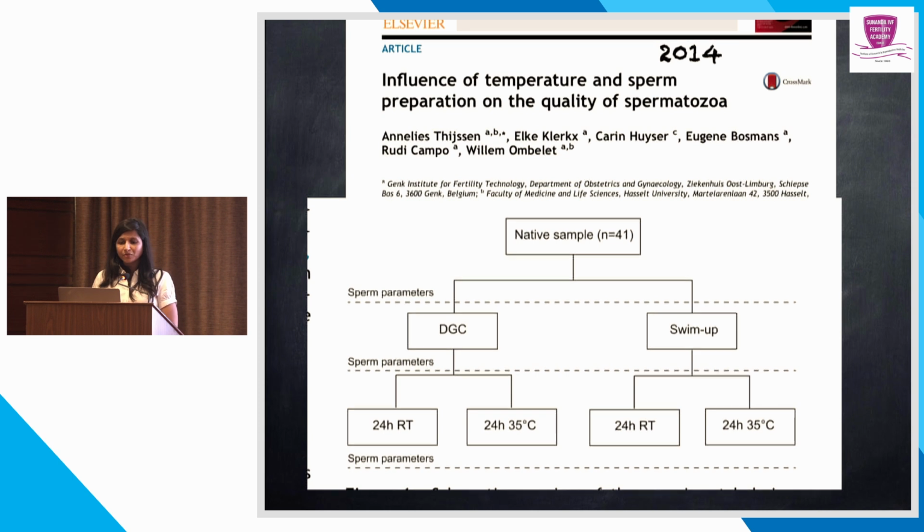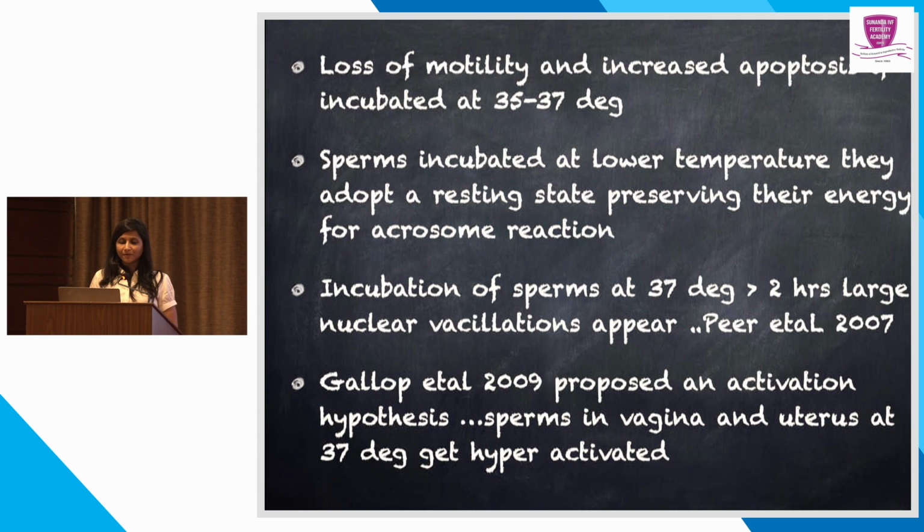But this was a very nice study: what is the influence of temperature and sperm preparation on the quality of spermatozoa? They had done both techniques, density gradient and swim up, and the sample was kept at room temperature for 24 hours, and in another group they had kept it in the incubator, and they looked at the results. So if you keep the sample at room temperature, the pregnancy rates are better, and there is better motility and decreased apoptosis in this particular sample. There is loss of motility and increased apoptosis if you are incubating the sample at 35 to 37 degrees.